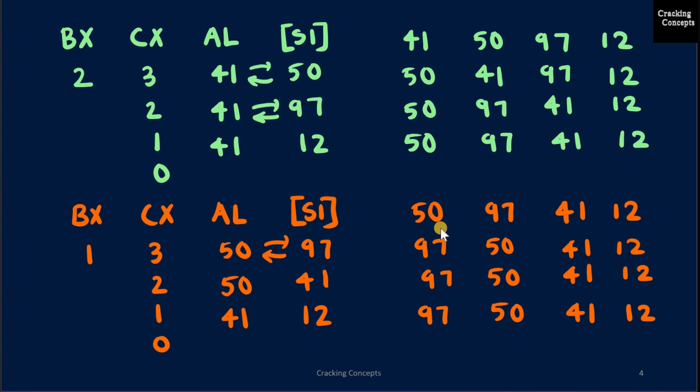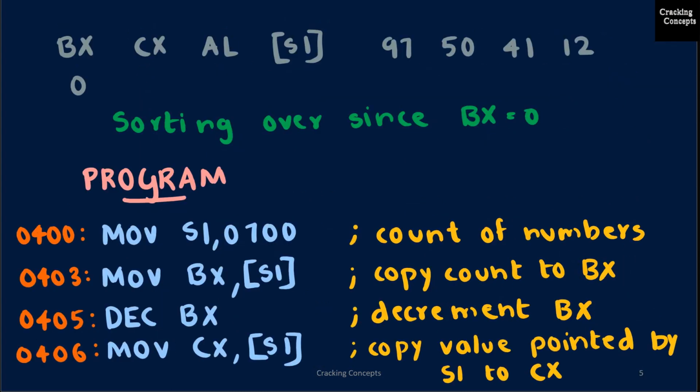Again, performing comparison between each pair. 50 and 97, 50 is lesser, so we swap the values. Then 50 and 41, 50 is greater. No swapping is needed. 41 and 12, 41 is greater. No swapping is needed. Again, CX is 0. Then we decrement the value of BX by 1 again. Now BX is 0. Since BX is 0, it means that the sorting is over since the numbers are already sorted. That is 97, 50, 41 and 12.